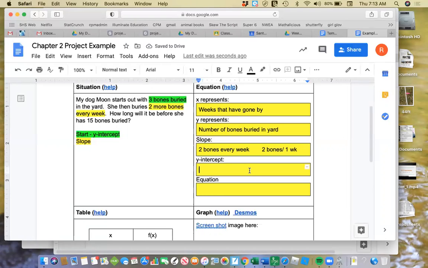My y-intercept, where this starts, is really (0, 3). And in context, what this means is at week 0, 3 bones are buried.